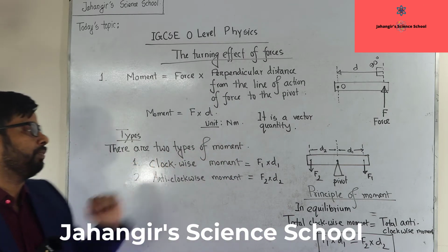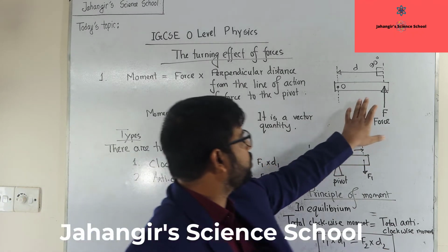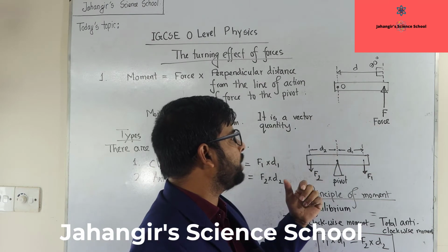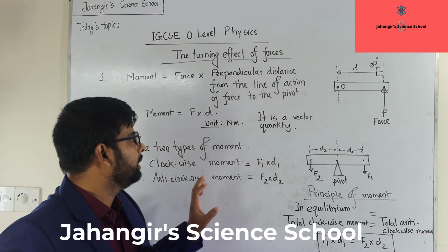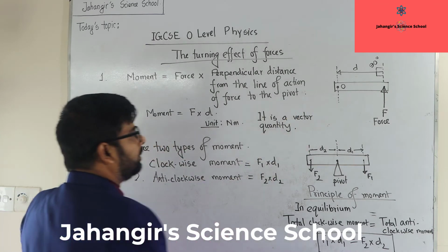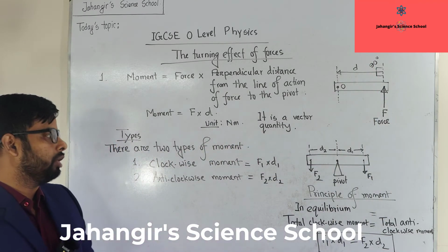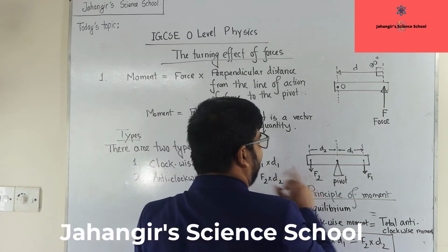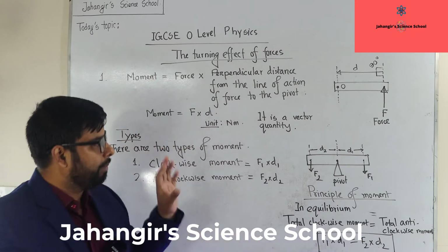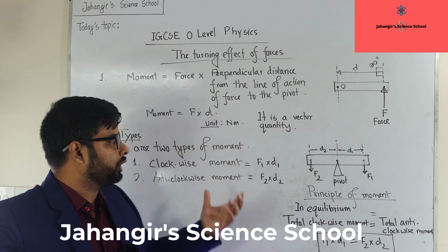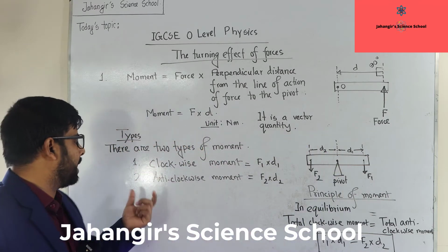There are 2 types of moment, clockwise moment and anti-clockwise moment. When a force is applied on an object and it produces a clockwise rotation about a pivot or rotation axis or a point, then the product of that force and perpendicular distance is known as clockwise moment. On the other hand, if a force produces an anti-clockwise rotation about a pivot or a point or rotation axis, then the product of that force and perpendicular distance is known as anti-clockwise moment.